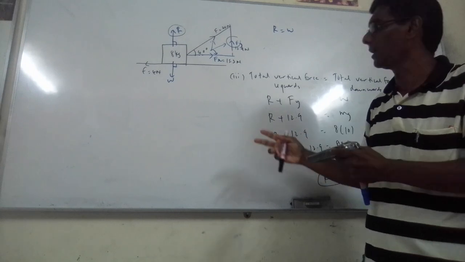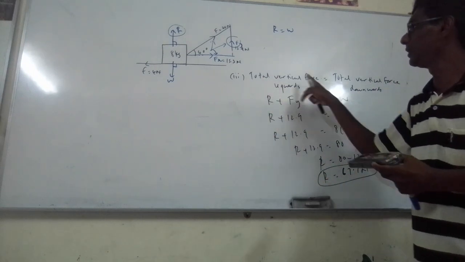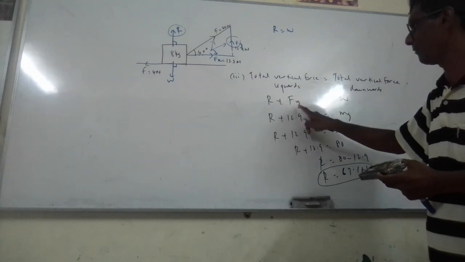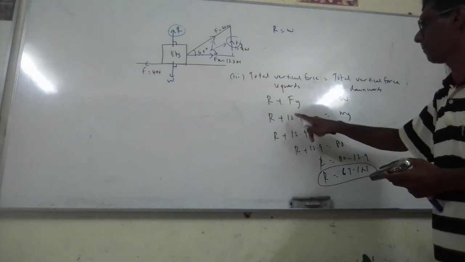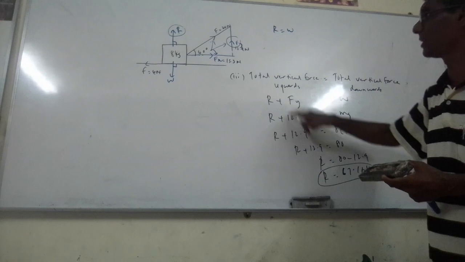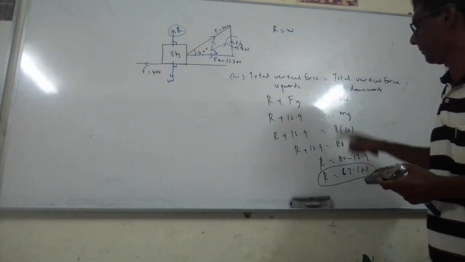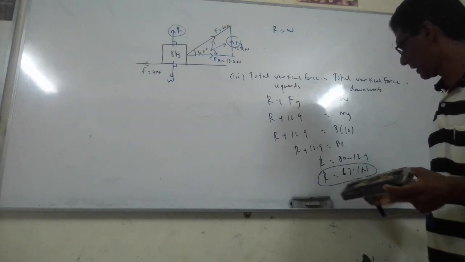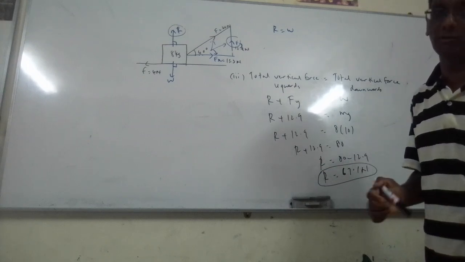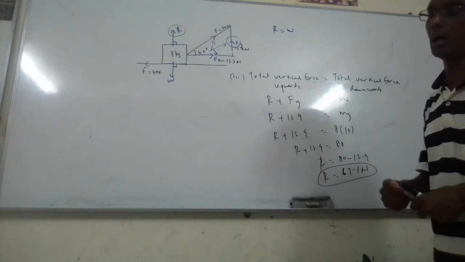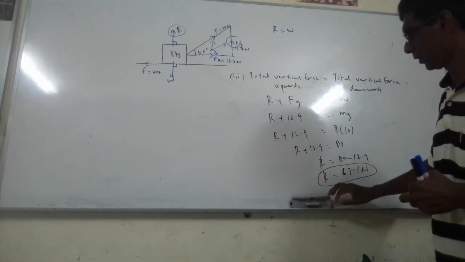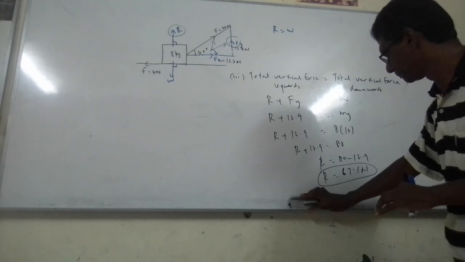If you want to find R, the normal reaction force, total vertical force upwards equals total vertical force downwards. So R plus Fy equals W. R plus 12.9, Fy is 12.9. Mg is mass 8 kg times 10. So R equals 67.1 newton. That is called the normal reaction force. Can you understand?